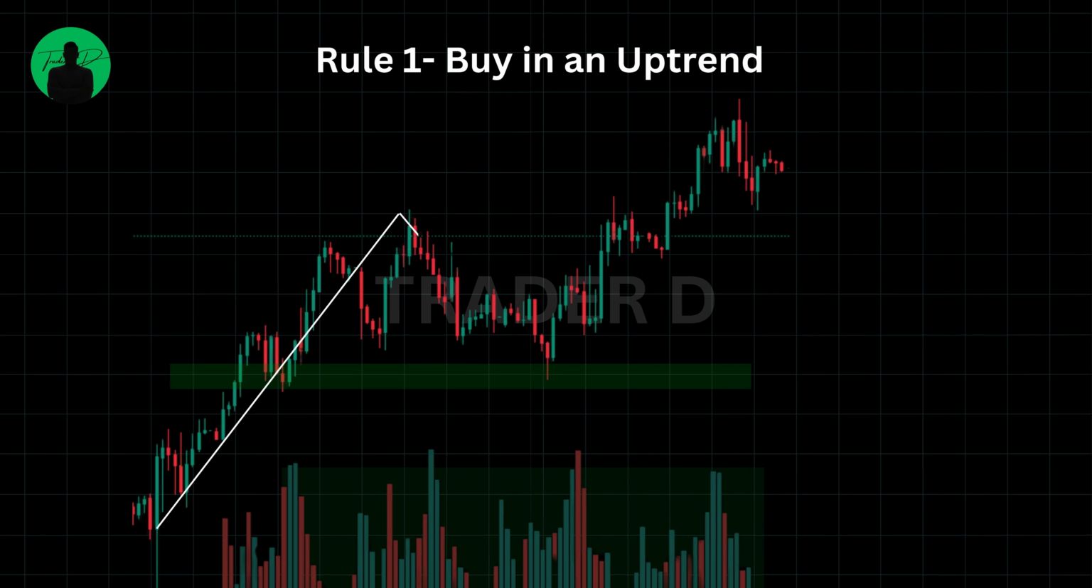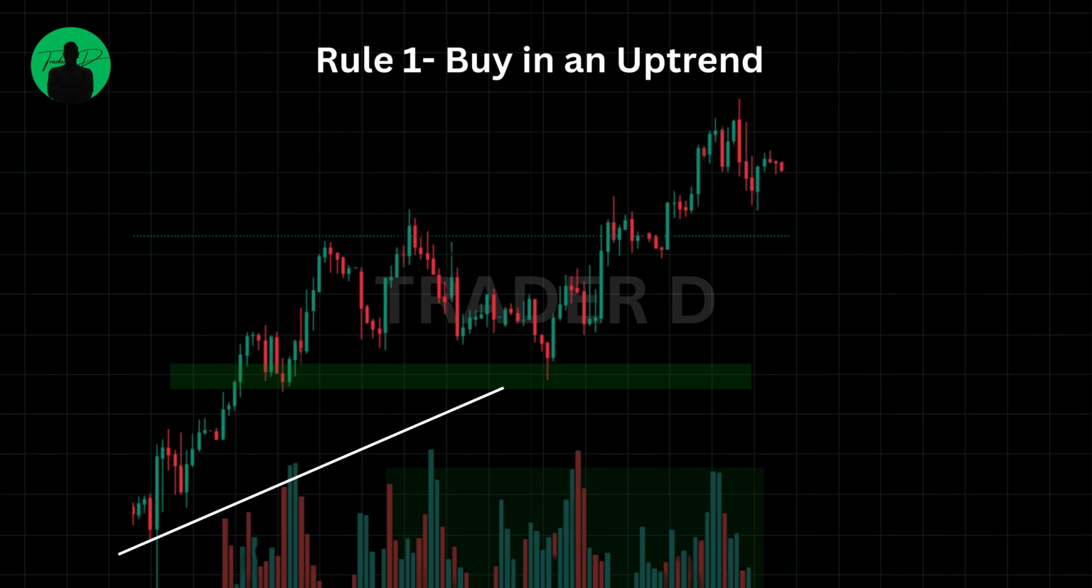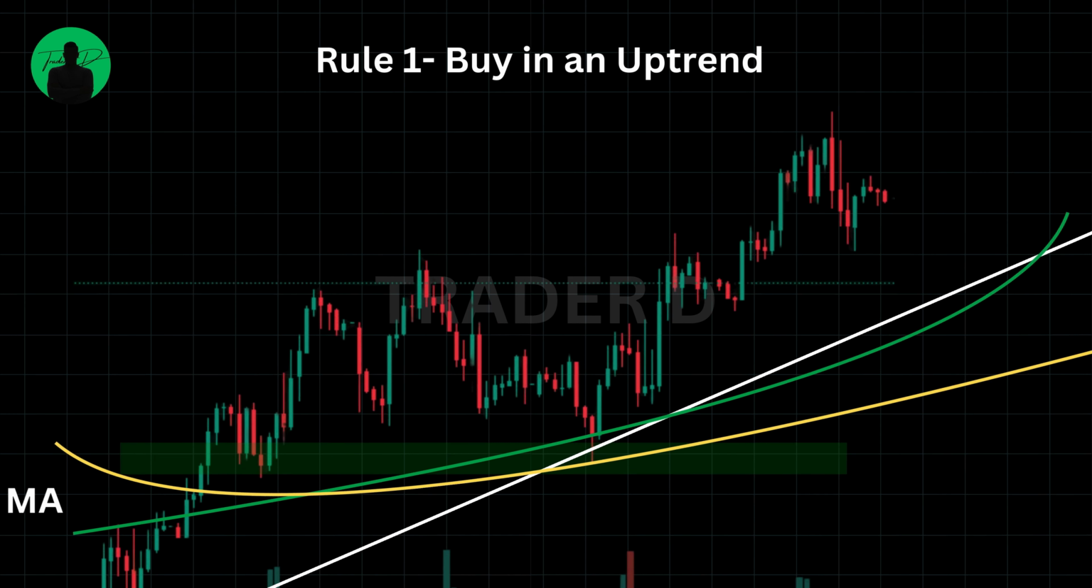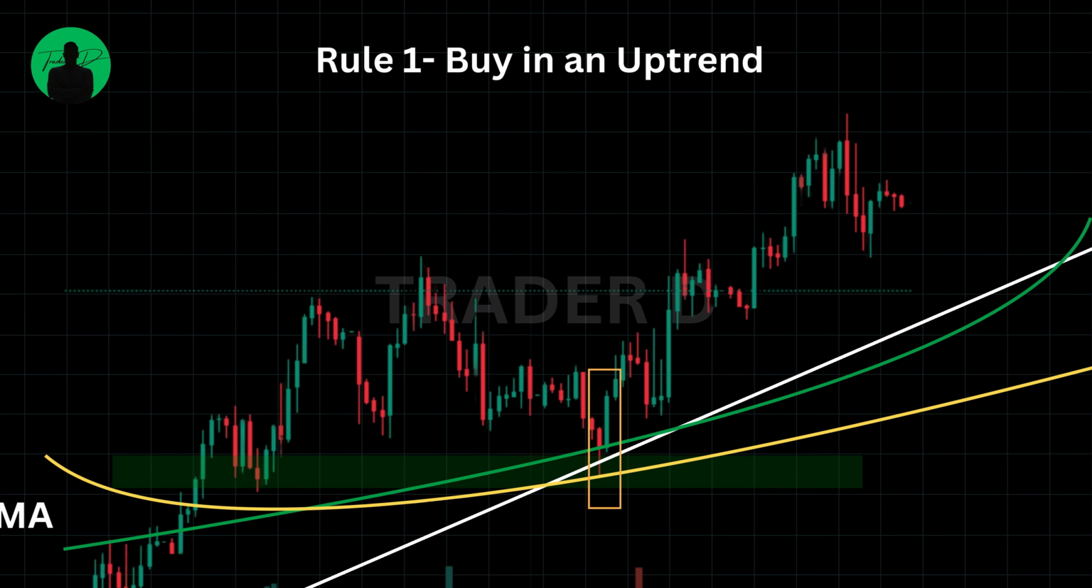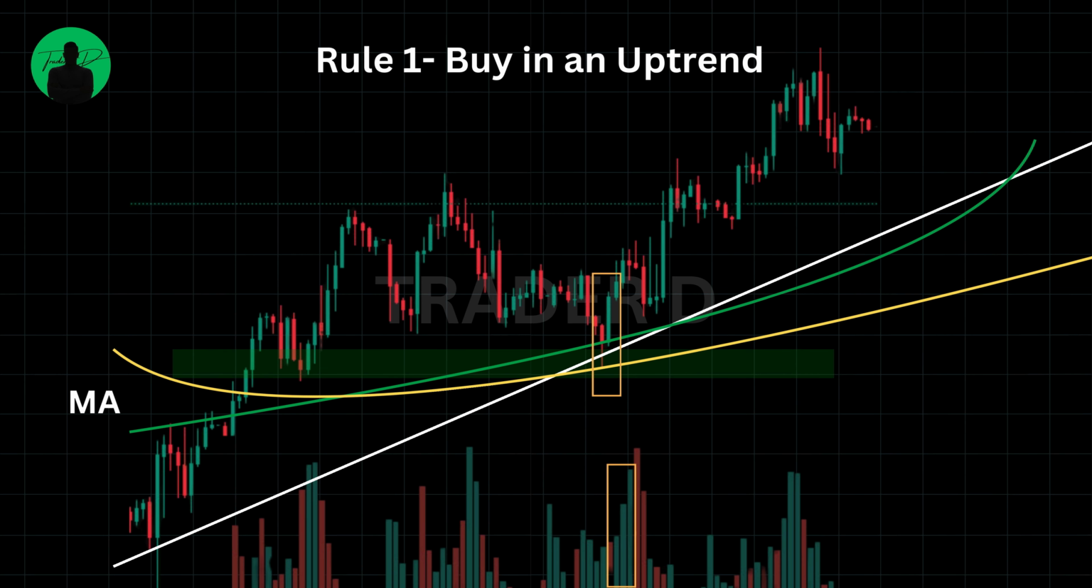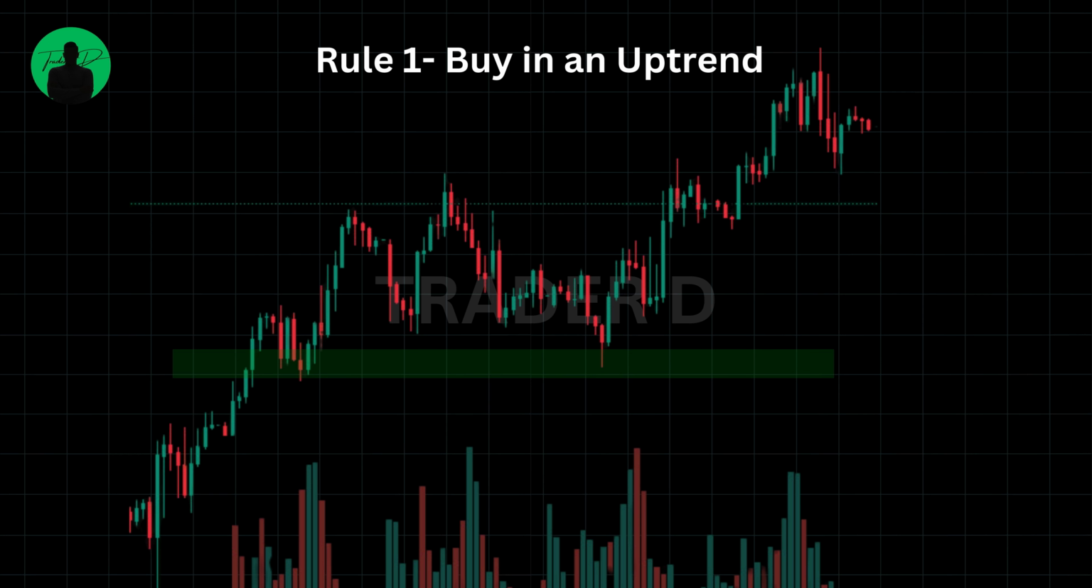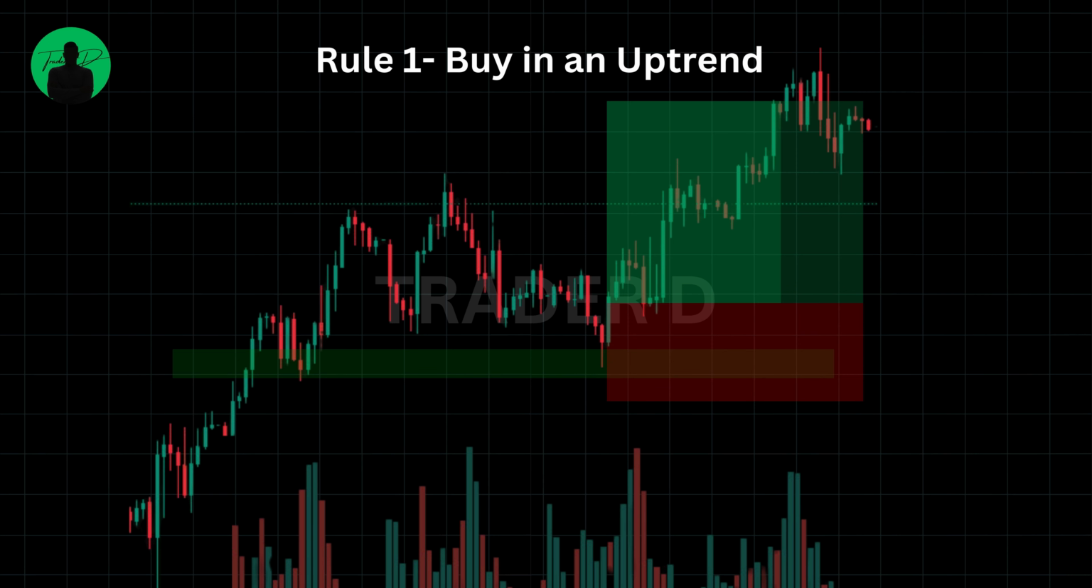When the price pulls back to a key support level, such as a trend line or a moving average, wait for a bullish candlestick pattern like a hammer or an engulfing candle accompanied by strong volume. This combination signals that buyers are stepping back in, and the trend is likely to resume. Entering at this point positions you as a smart and profitable trader, aligning your trade with the momentum of the market. Always remember to set your stop loss below the support level to manage your risk.